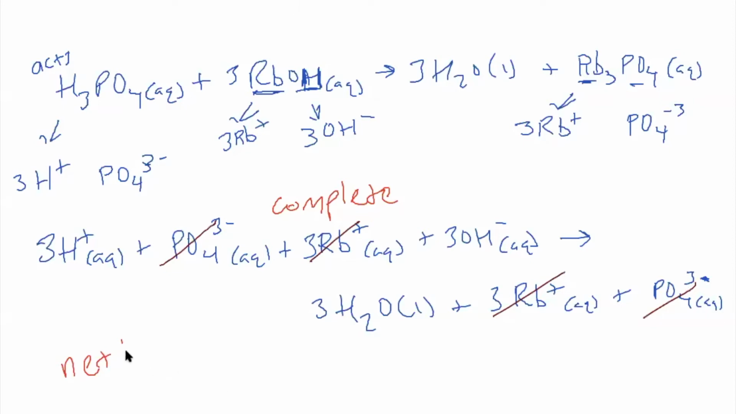And then we would just write down what we have left at that point. After crossing out the spectators on both sides, we would have 3H plus aqueous reacting with 3OH minus, going to form 3H2O liquid. So that's the net equation.